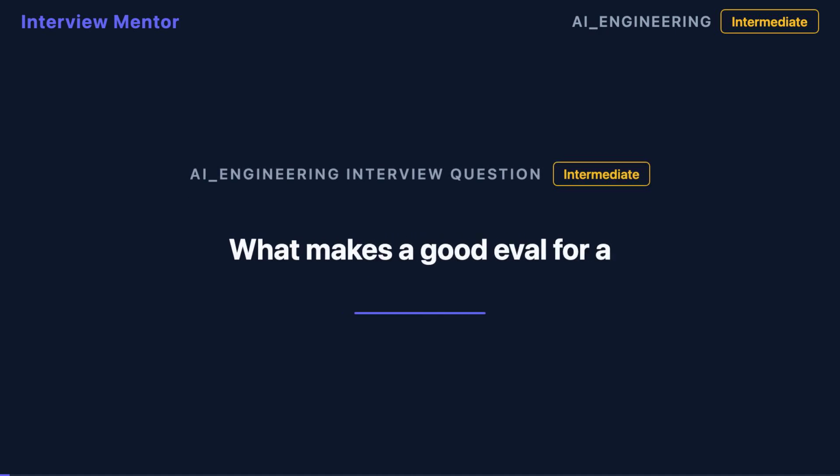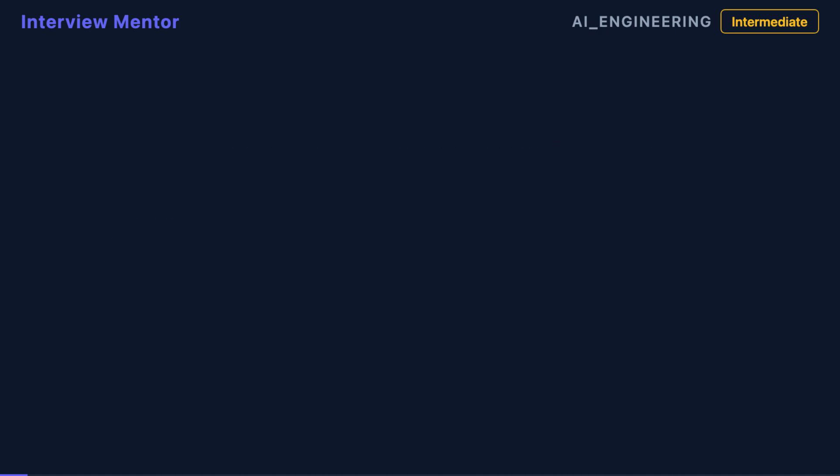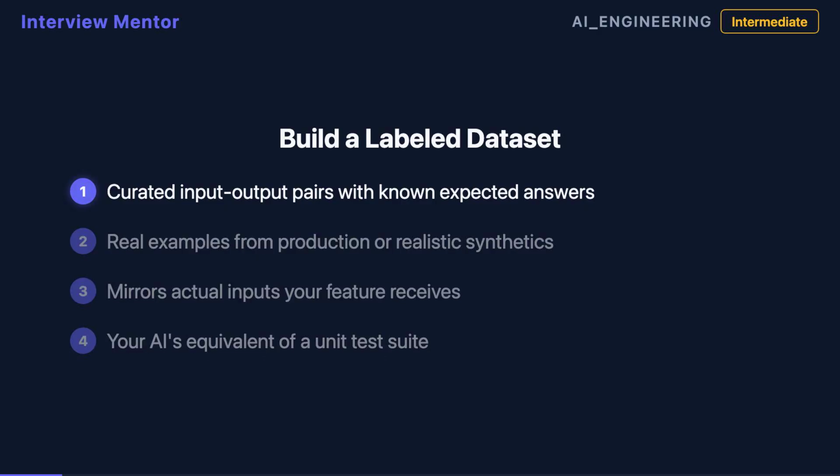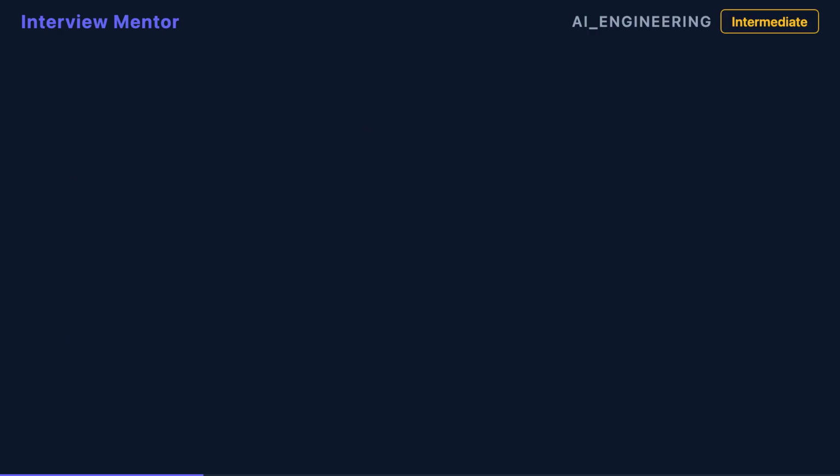Most AI features ship without any way to know if they just got worse. The foundation of any good eval is a curated dataset of input-output pairs. Real or synthetic examples where you know the expected answer. Think of it like a unit test suite, but for AI behavior. Your dataset captures the inputs your feature actually sees and the outputs it should produce. Without this, you are flying blind.